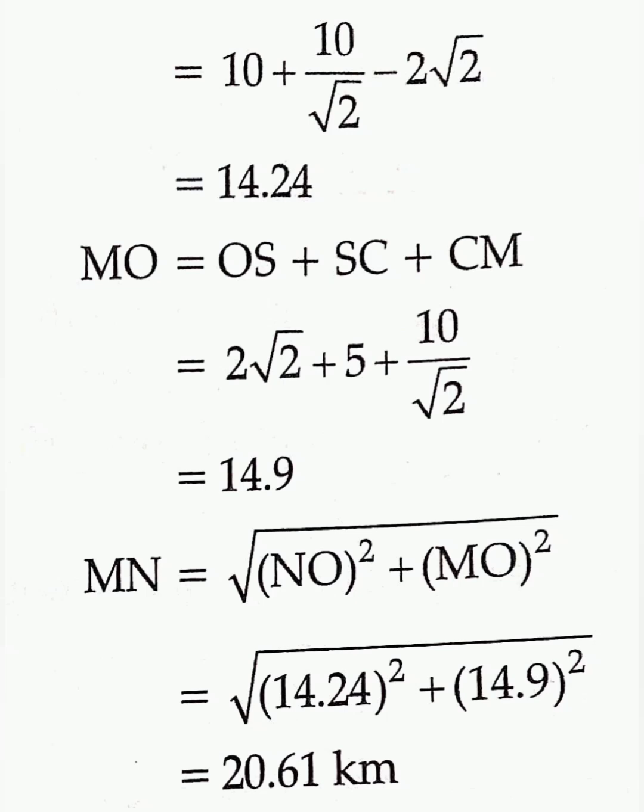Next, to find MN, which is the hypotenuse, it can be the square root of NO square plus MO square. From that big triangle we can find MN. As we already know the values of NO and MO, we can simply find MN, which is the square root of NO square plus MO square. So finally MN, the distance between M and N, will be 20.61 kilometers.